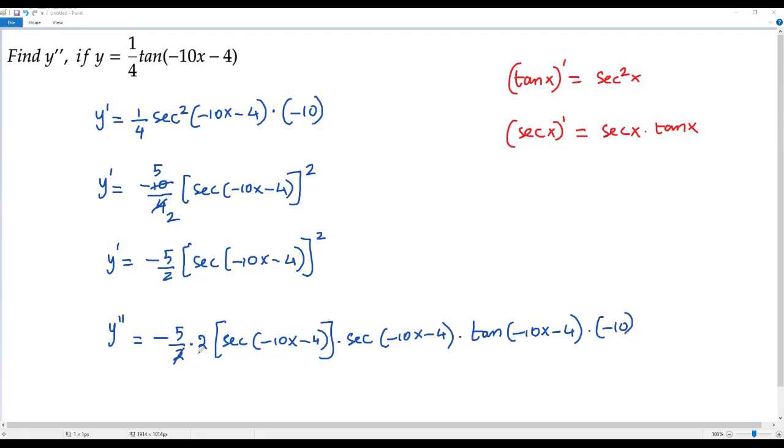Now this 2 will cancel out, and we get y double prime equals, so here there is a constant multiplied. This constant can be multiplied by this -5. When I multiply -5 and -10, I am getting 50. And here we can multiply this secant of (-10x - 4) and this secant of (-10x - 4). When I multiply these two terms, I am getting secant squared of (-10x - 4) times tangent of (-10x - 4). Okay, now I got y double prime for the given function.